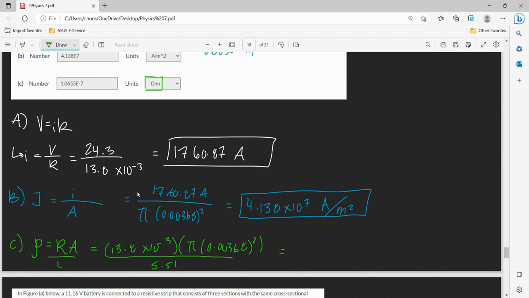And it's divided by 5.51. And this gives us 1.065 times 10 to the negative 7 ohm meters for resistivity.